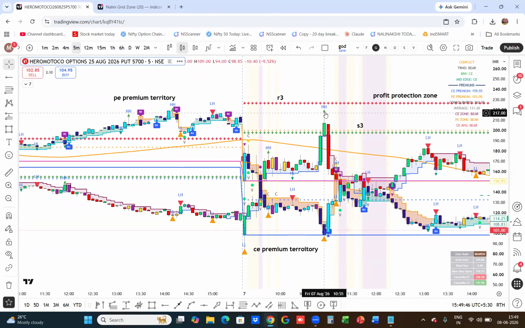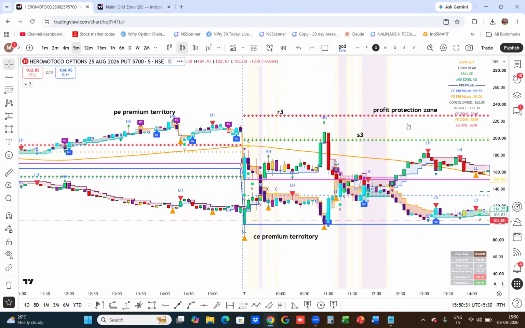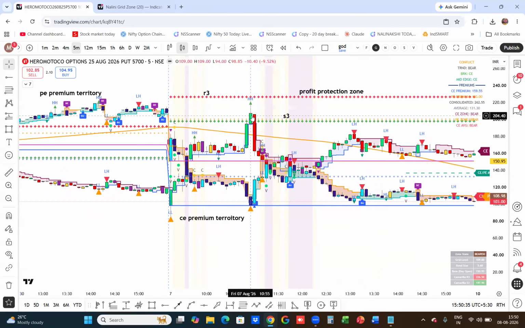All of a sudden, the market starts moving higher. It reaches the R3. R3 will be plotted since I have put the 5,700 put option; R3 will be plotted according to the put option Camarilla pivots. Then you can see the call option entering the put option premium territory. The put option premium territory is correlated with this R3 of the put option, and it is entering it. This is the confluence that is happening. I saw the confluence and immediately it gets rejected, and starts falling below the S3 of the PE area.